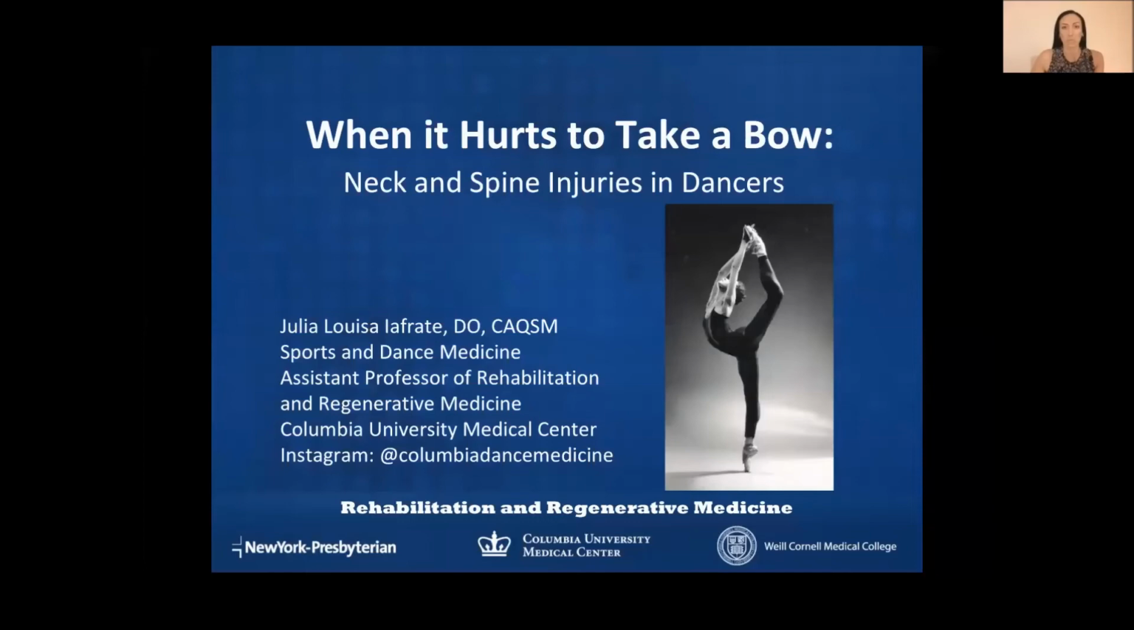Okay, so I'm going to be talking about spine and neck injuries. I am with the Department of Rehab and Regenerative Medicine. I practice sports and dance medicine, and let's get going. I have no disclosures either, so this is just a list of our objectives.